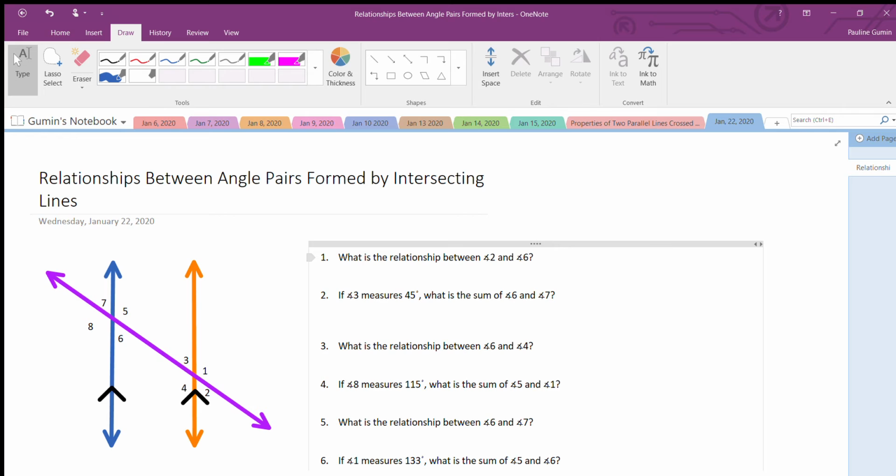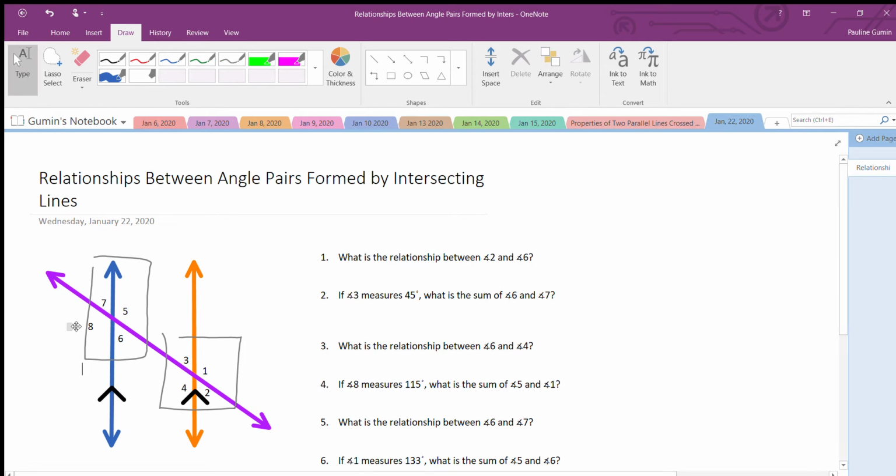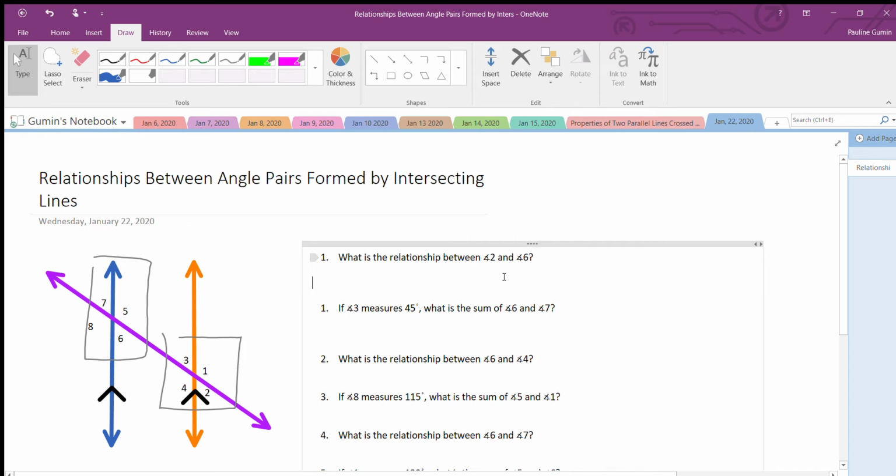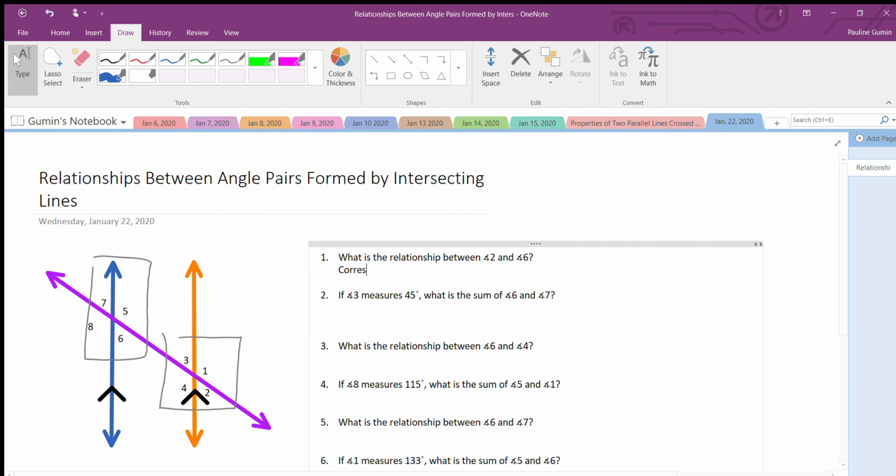Okay, so here in front of you I have a diagram, two parallel lines, the blue and the orange, and a purple transversal crossing it. The first question I have for you is what is the relationship between 2 and 6? Now if we take a look at both intersections, so this intersection and that intersection, both angle 2 and angle 6 are in the bottom right-hand corners of those boxes. So that makes them corresponding angles. Okay, sweet.